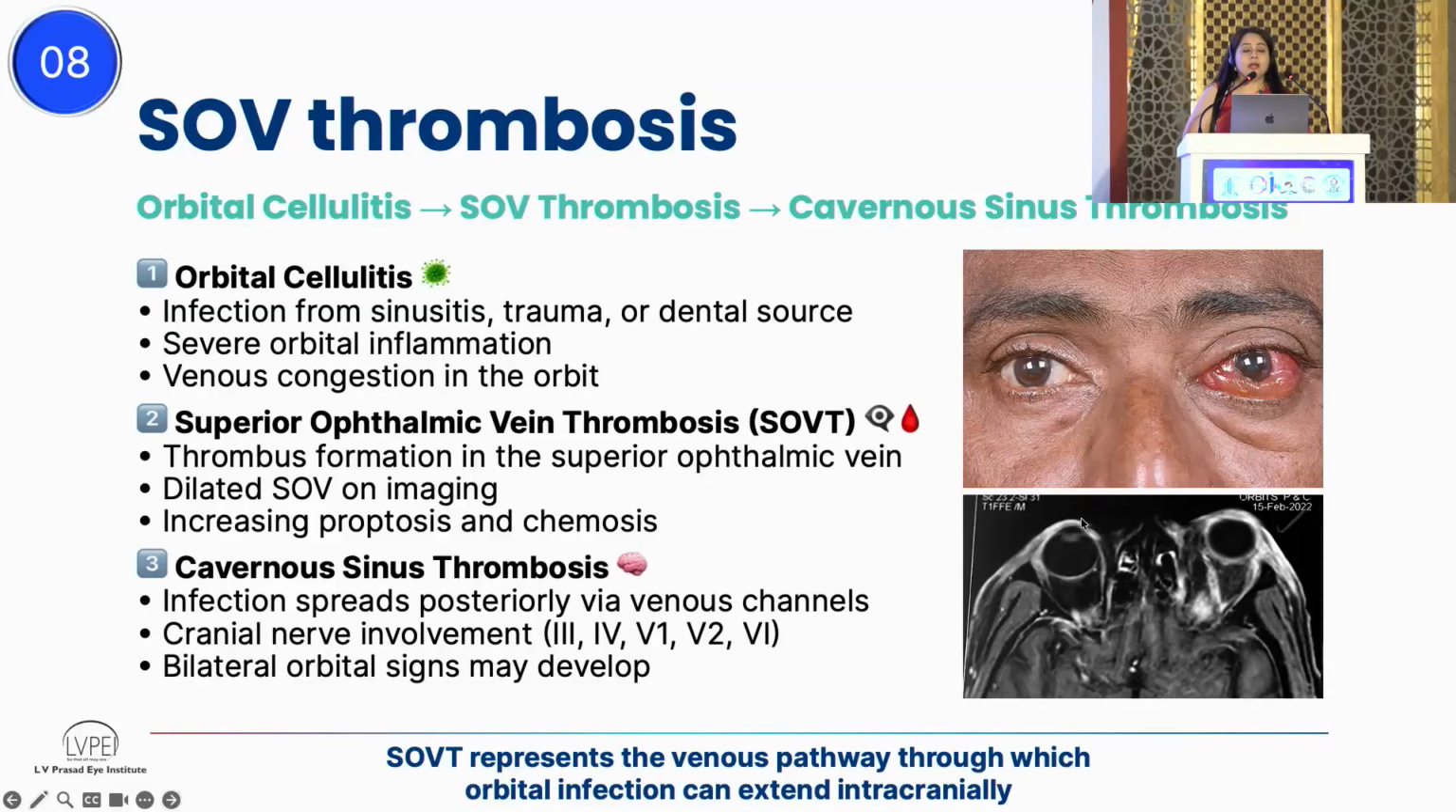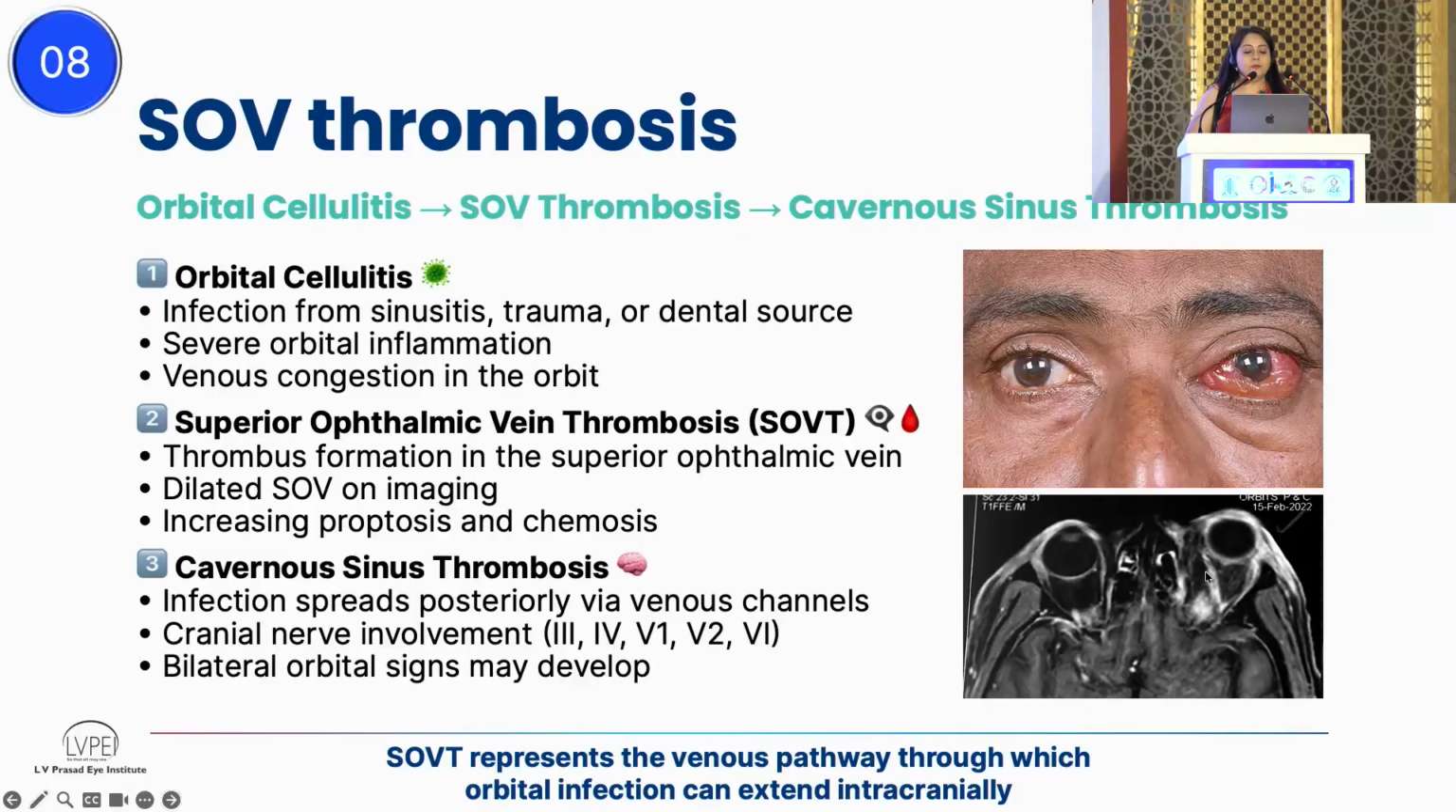The other thing on your mind when you start and follow up on therapy, and you see that the chemosis is not really going down, the eyelid edema has gone down but the chemosis has not, go back and image again. You'll be surprised that sometimes you see a superior ophthalmic vein thrombosis.